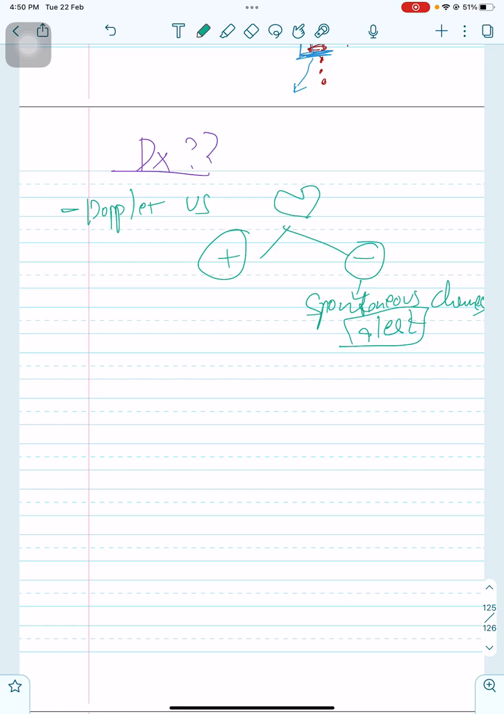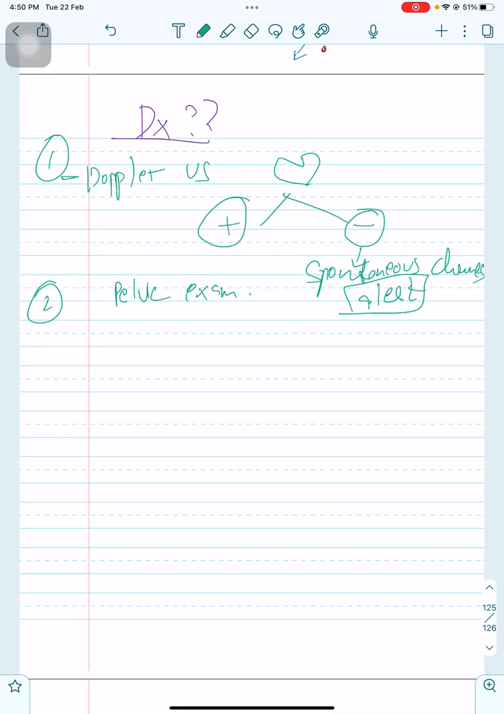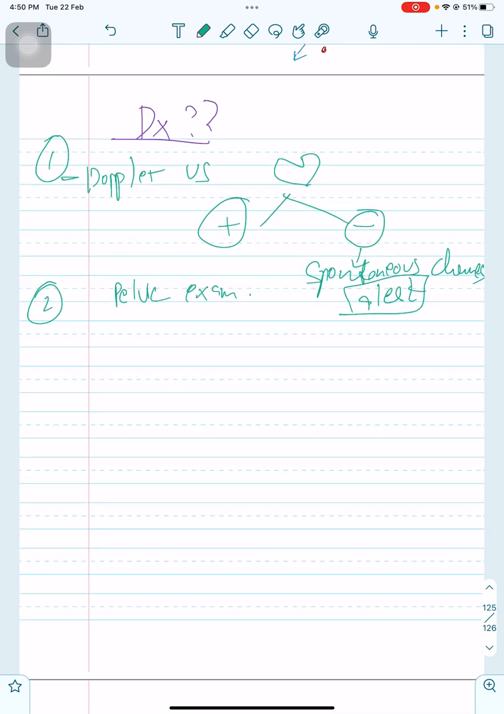Okay, so this is the first thing that you will do. Then what you'll do is a pelvic examination, right? In cases of suspected spontaneous abortion, visualization of the cervix is necessary to confirm that the source of bleeding is uterine, right? So in cases where there is vaginal bleeding, you would want to do a pelvic examination, right?